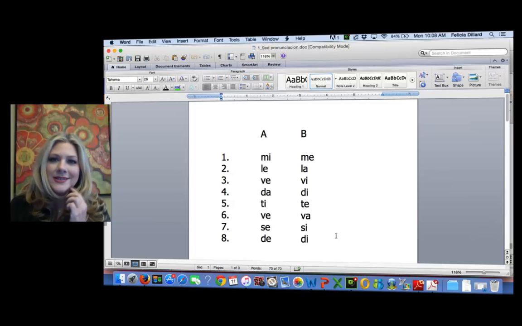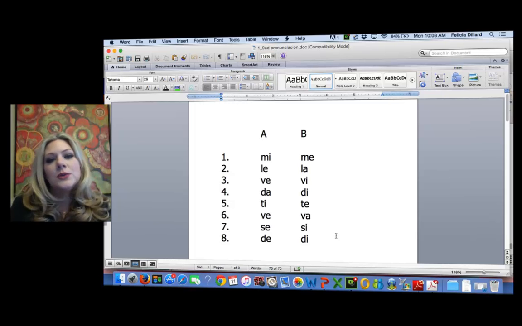And here's another one, just practicing those vowel sounds. So again, for each number, I will give you one of these words, and you will choose if it's A or B. So número 1, mi. Mi. This is mi. This is me. Número 2, le. Le. This is le. This is la. Número 3, bi. Bi. This is bi. This is be.